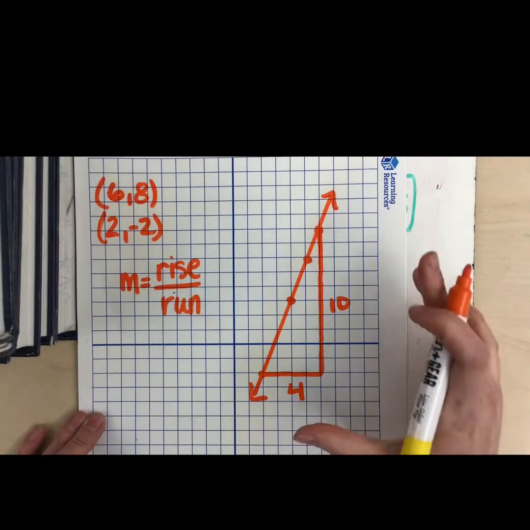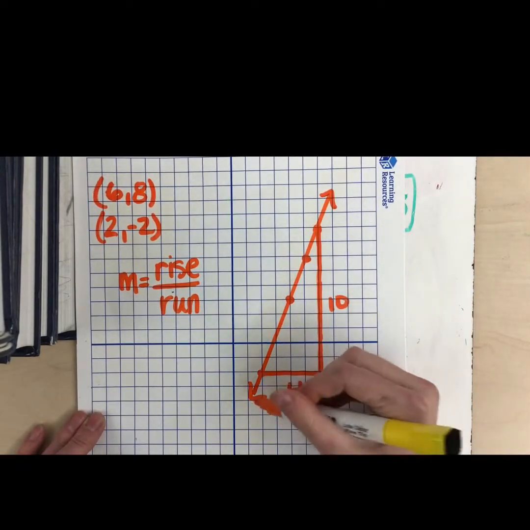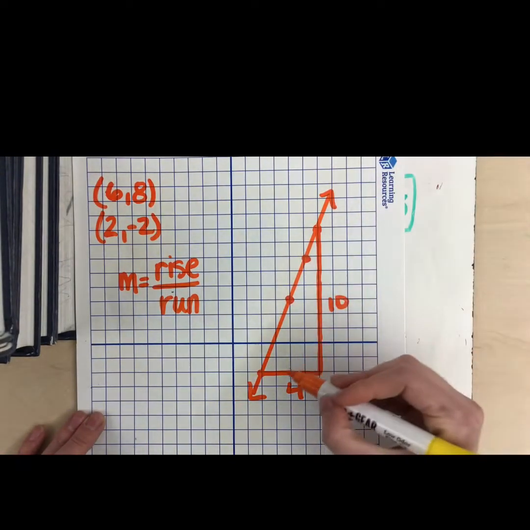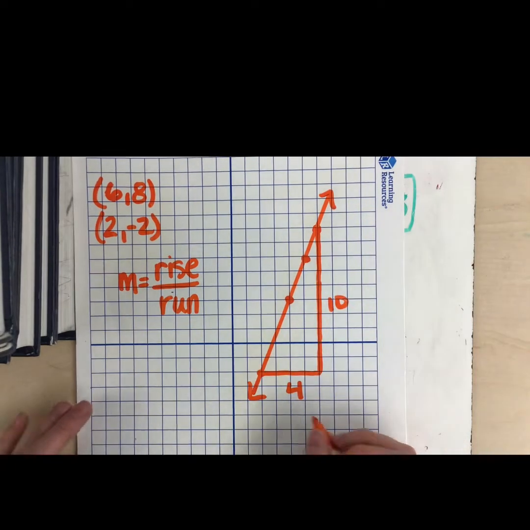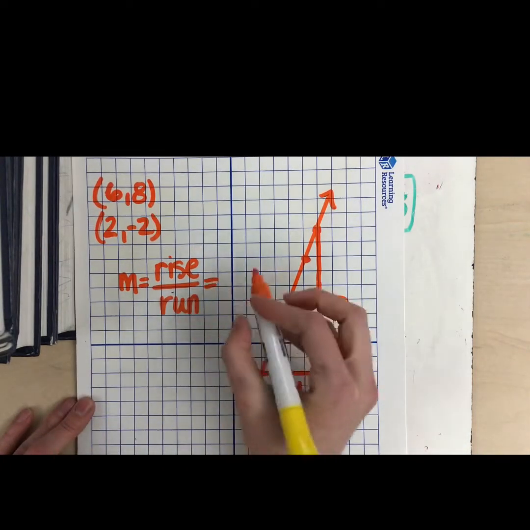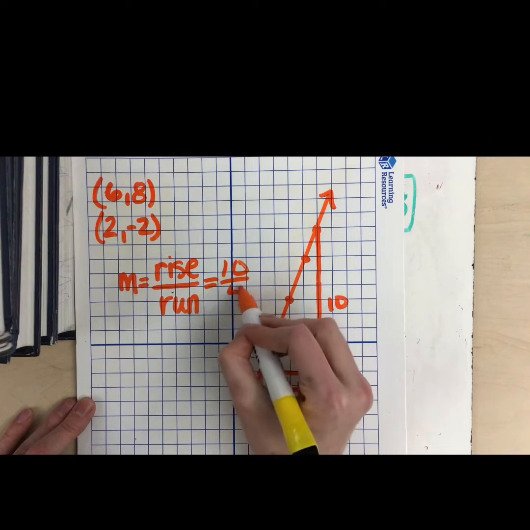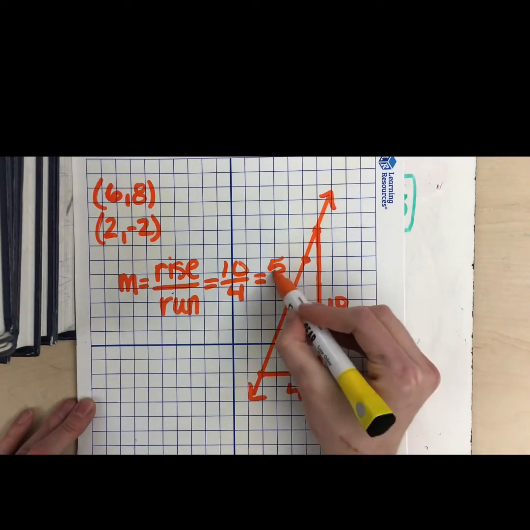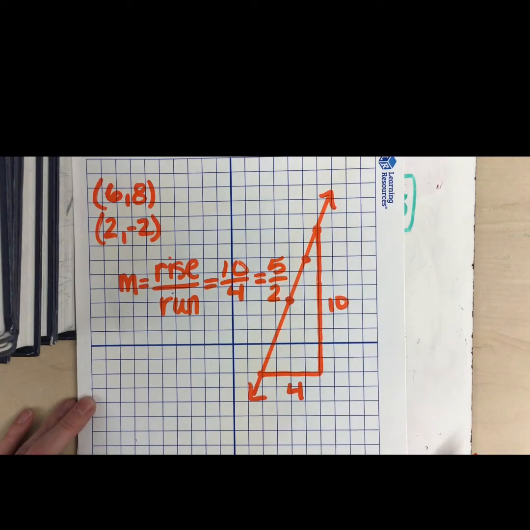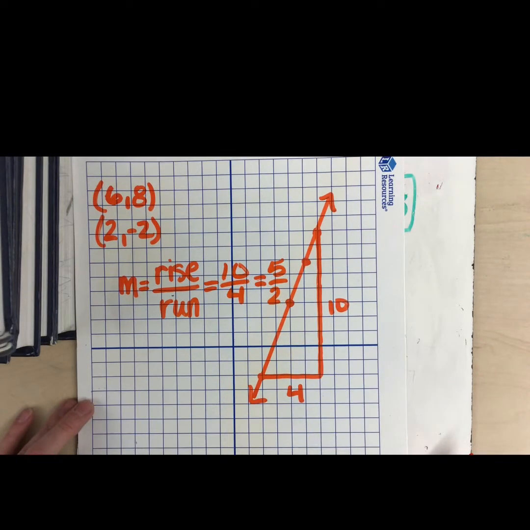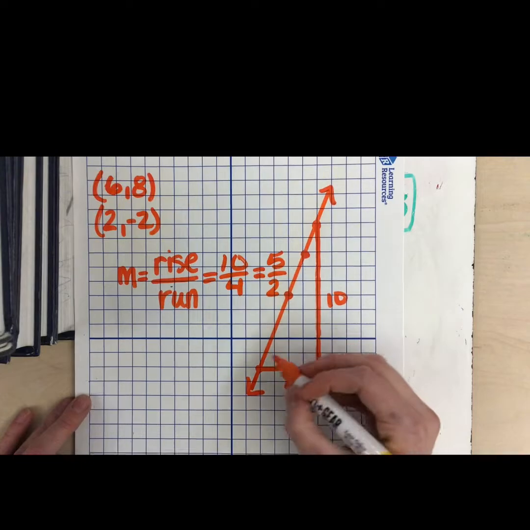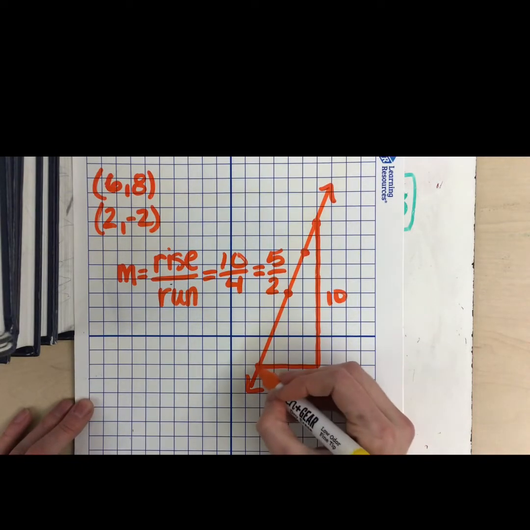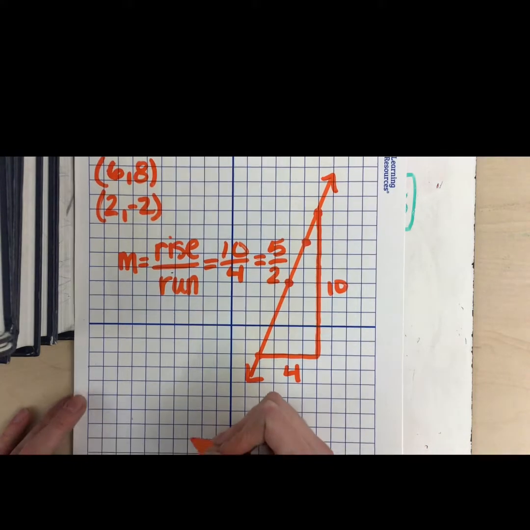Now, I know that my slope needs to be positive because my graph is continuously going up as it moves to the right. So my slope is 10 over 4. In other words, though, I can simplify that down to 5 over 2. Since we know that our slope is going to be 5 over 2, we can try and see if we can get this to come down and find our y-intercept.